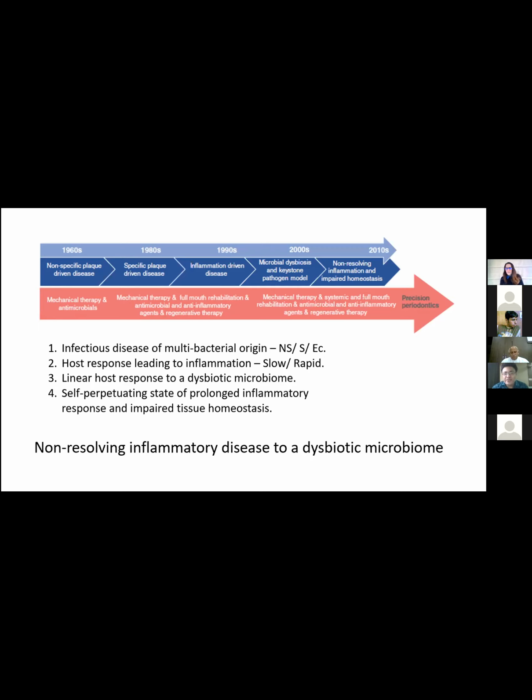So it could be either slow inflammation or rapidly occurring inflammation. Accordingly, we classified our diseases. It was an inflammation-driven disease. That was the time. And then we were introduced to the concept of dysbiosis. And then came the concept of linear host response to a dysbiotic microbiome. The microbiome otherwise would be in symbiosis, but when it becomes dysbiotic, that time the host response is even more erratic, leading to a disease condition.